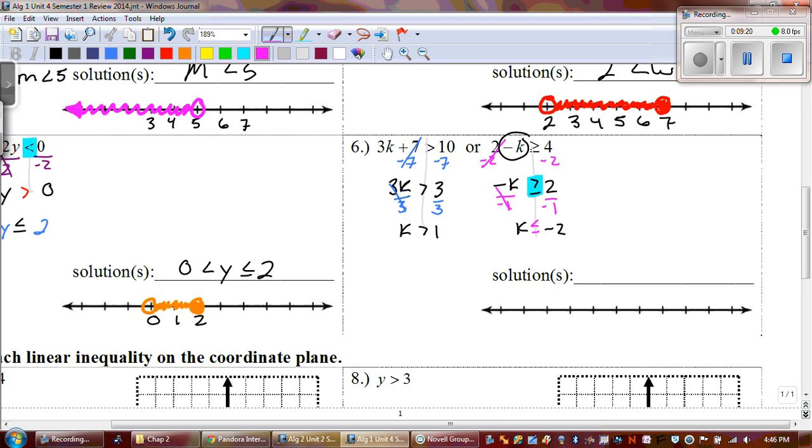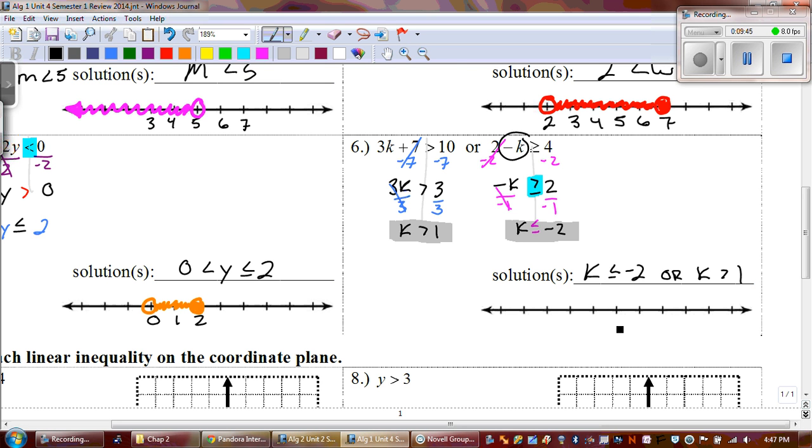Okay? So now when we're writing our final answers, we know that it's k is greater than 1 or k is less than or equal to -2. We're going to put those in numerical order too. So k is less than or equal to -2 or k is greater than 1. And let's actually make that look like a 1.